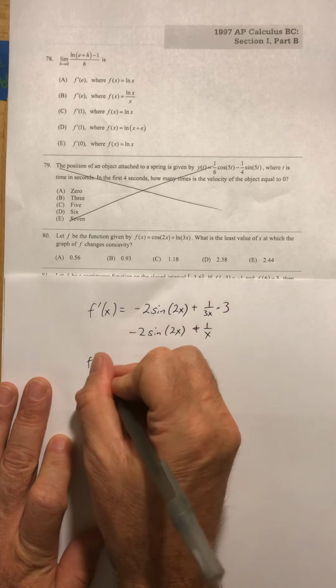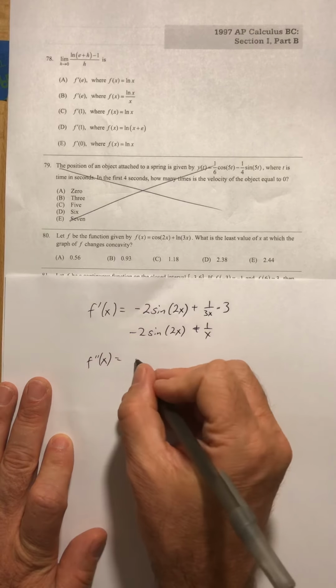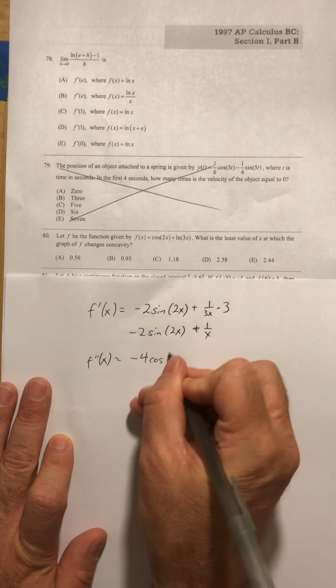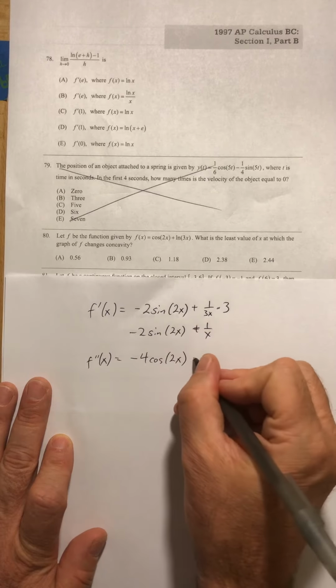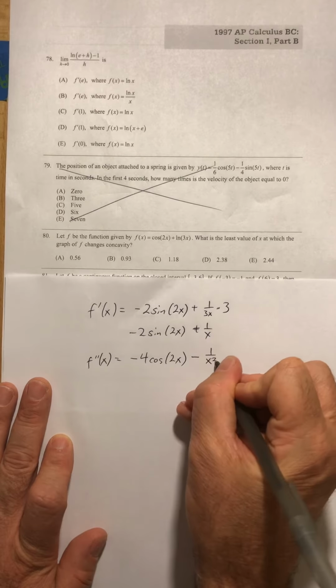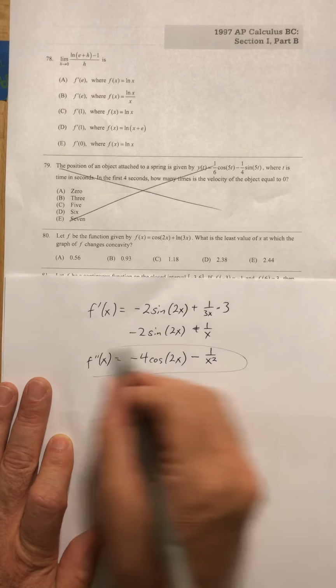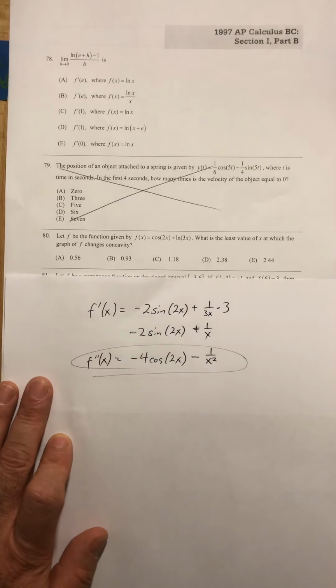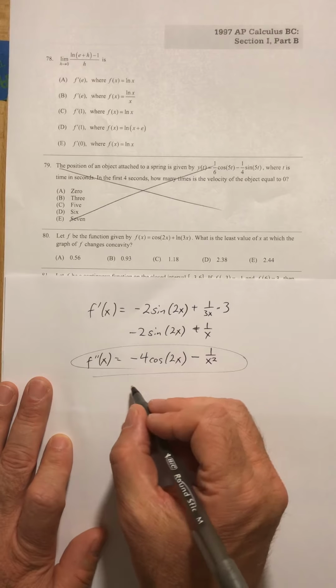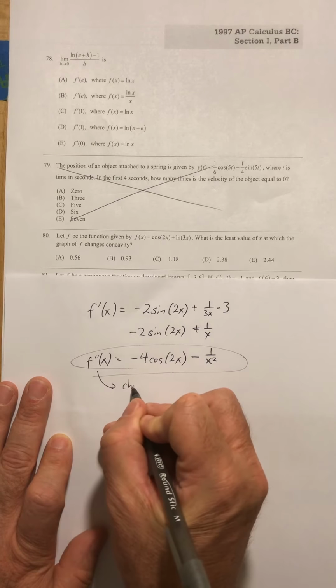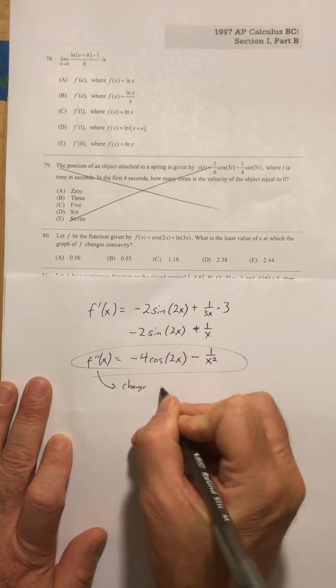The second derivative is going to be the derivative of that. So I'm going to have a minus 4 cosine 2x, and the derivative of 1 over x is minus 1 over x squared. So that's my second derivative. The question is, when do you have a change in concavity? So I'm looking for when f double prime changes sign.